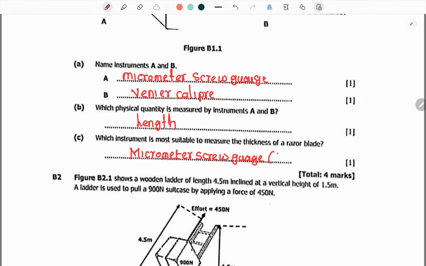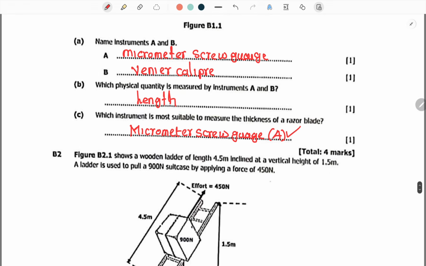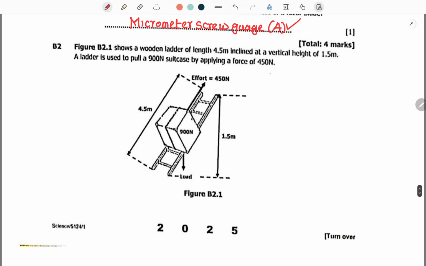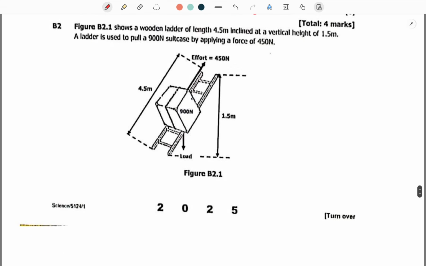Which happens to be A. Please don't write the name of the instrument, just put A. This is just for the sake of revision, but make sure you put A, because they're saying which instrument is most suitable to measure the thickness of a razor blade. They didn't say name, they said which one. So it's between A and B, so it's actually your A. This one is actually very simple. They just wanted to test how good you are when it comes to instruments.